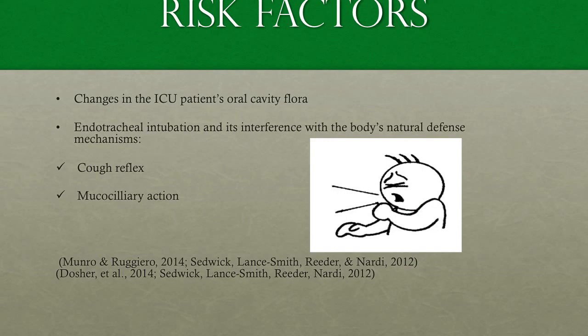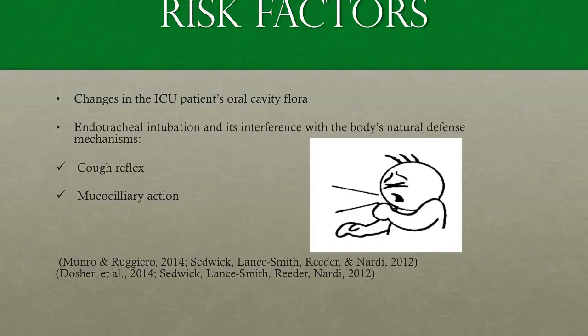Some of the factors that put an ICU patient more at risk for developing VAP are as follows. There are changes in the ICU patient's oral cavity flora. Within 48 hours of patient admission to an ICU, flora in the oral cavity transforms to include primarily gram-negative microbes, which are considered more virulent overall. The oropharynx is then colonized with potential pathogens such as Staphylococcus aureus and Streptococcus pneumoniae that, if introduced into the respiratory tract, may result in pneumonia.